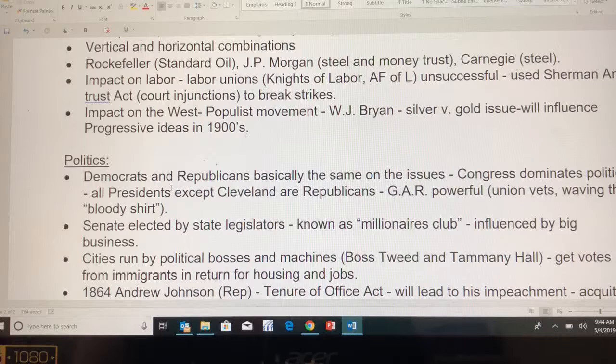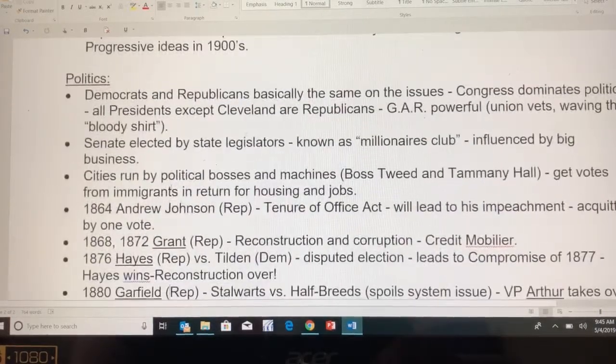The populist movement is trying to get a government that is represented by the people, and we're going to see they want greater progressive ideas such as recall, initiative, referendum, a graduated income tax. We're going to see that they also want the direct election of senators, but the real election of 1896 focused on gold and silver. We know William Jennings Bryan will lose, but a lot of his ideas of the populist movement will eventually affect our progressives.